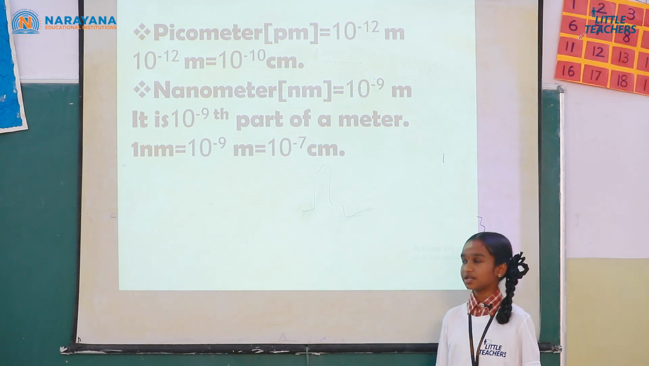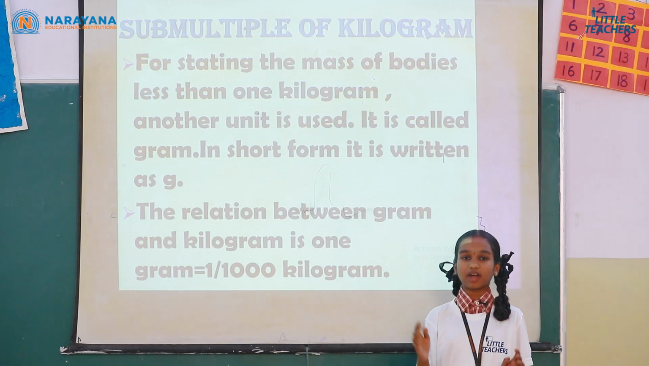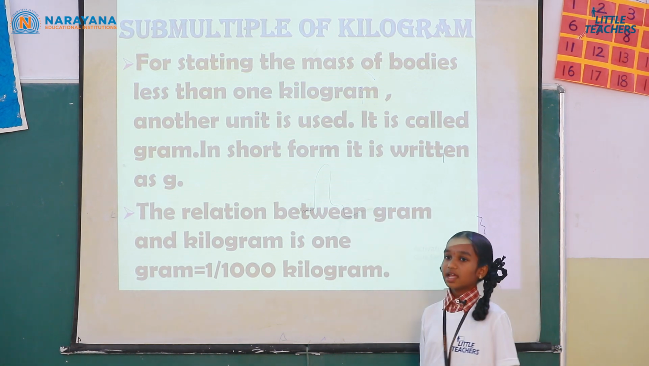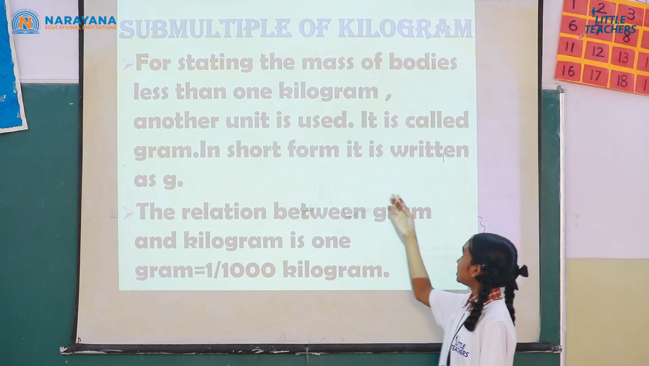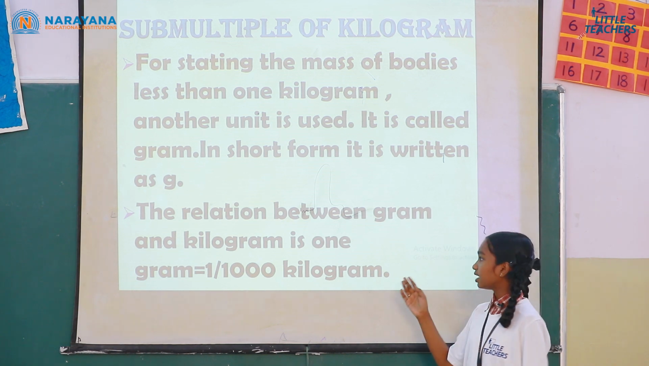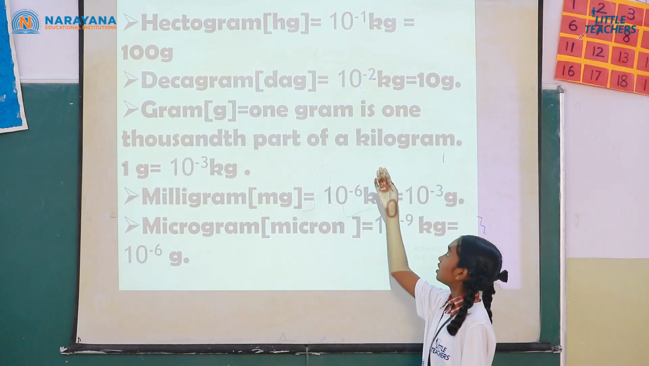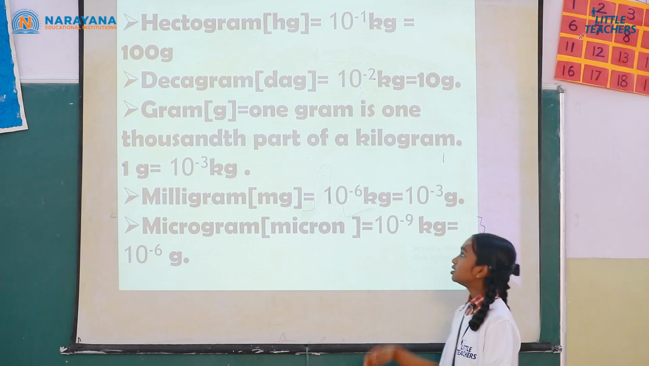Submultiples of kilogram. For stating the mass of bodies less than 1 kilogram, another unit is used. It is called gram. In short form, it is written as g. The relationship between gram and kilogram is 1 gram is equal to 1 by 1000 kilogram. Hectogram is equal to 10 to the power of minus 1 kg, which is equal to 100 grams.